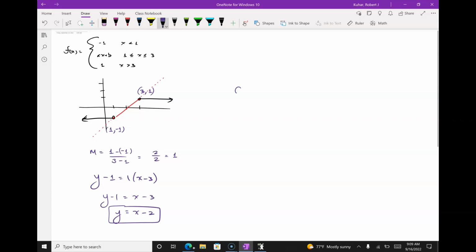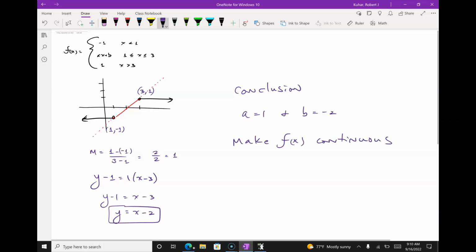So conclusion, A equal to 1 and B equal to -2 make f of x continuous. Right? The question was find A and B so that I get a continuous function, right? How are we doing here? Are we okay? Question, yeah?